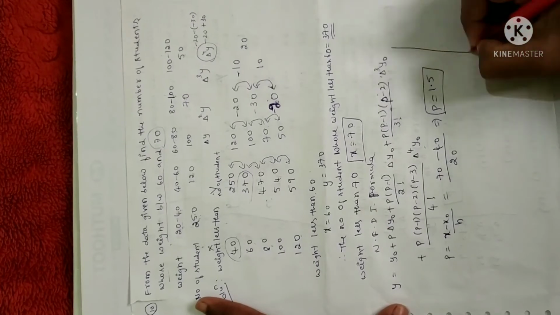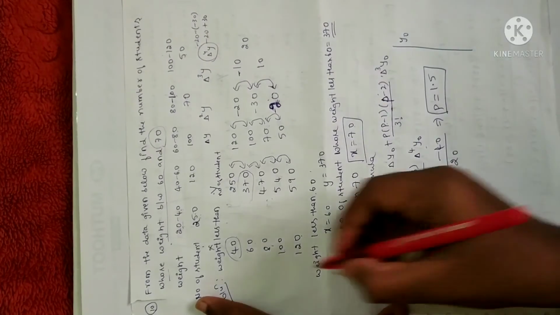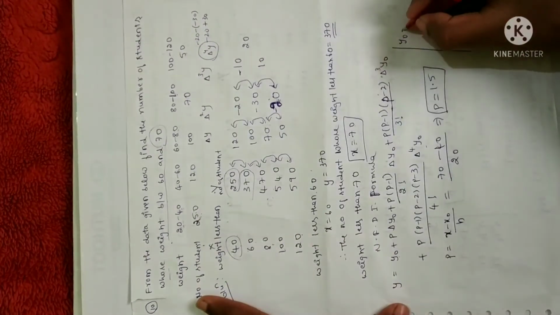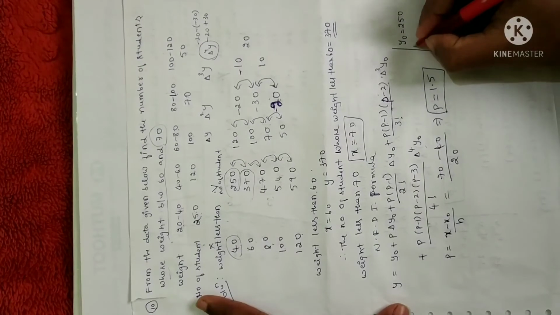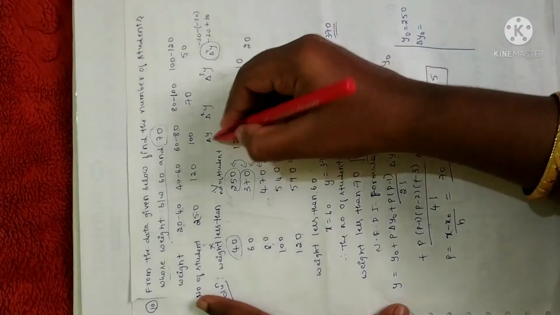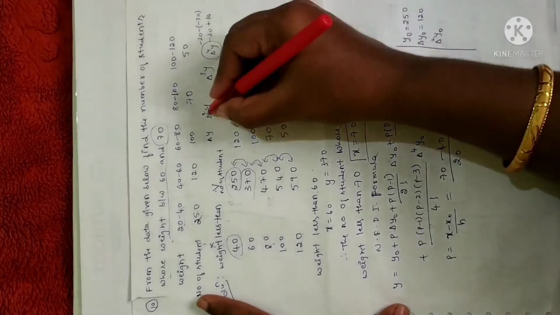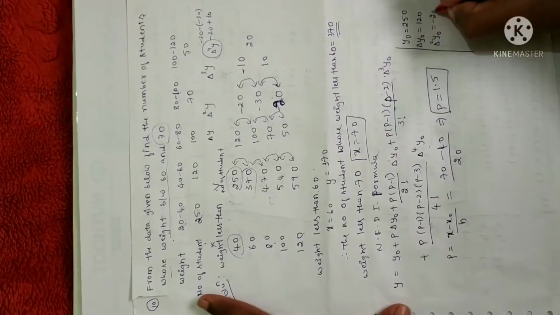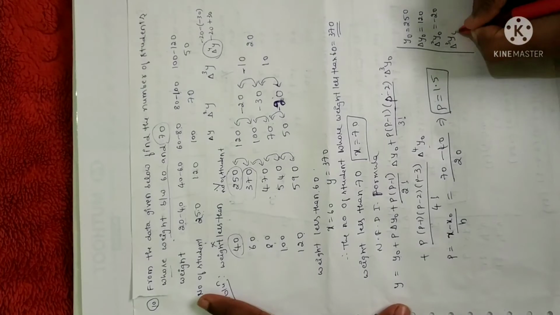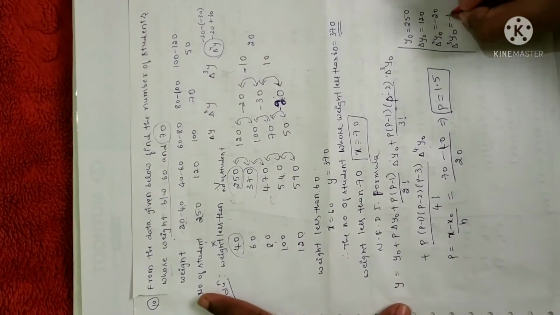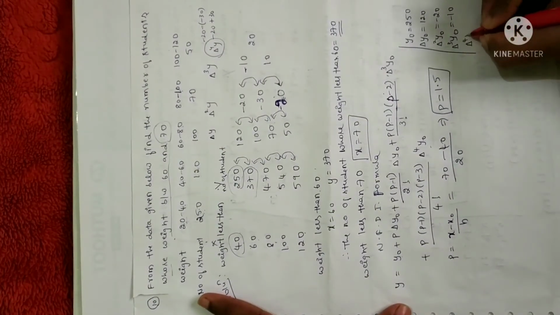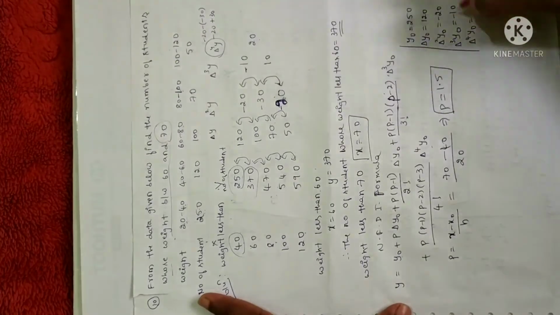Now let me make a list of all the values. Y naught is the first value of y, it is 250. Similarly, delta y naught is the first value of delta y, 120. Delta square y naught, the first value of delta square y, is minus 20. Delta cube y naught, the first value of delta cube y, is minus 10. Delta power 4 of y naught, the first value, is 20.